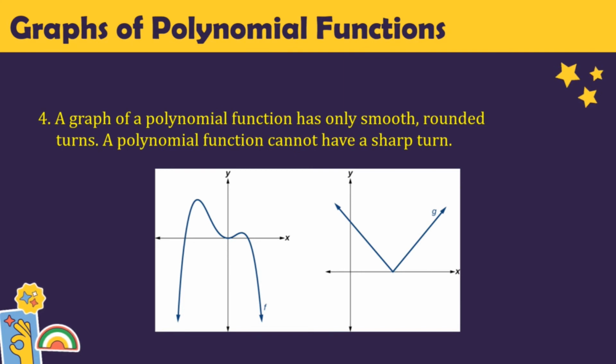A polynomial function cannot have a sharp turn. Look at this example. From our figure, this is an example of a smooth and rounded turn. Next is an example of a function having a sharp turn. Therefore, from this figure, this is not an example of a polynomial function.